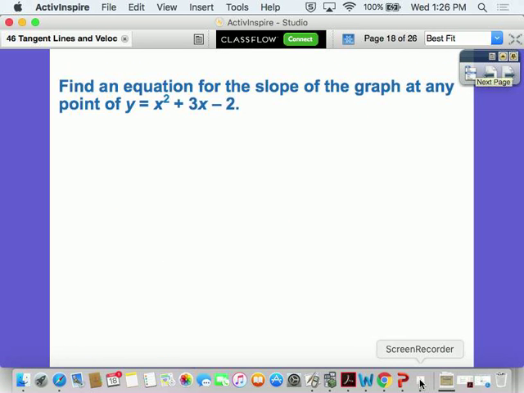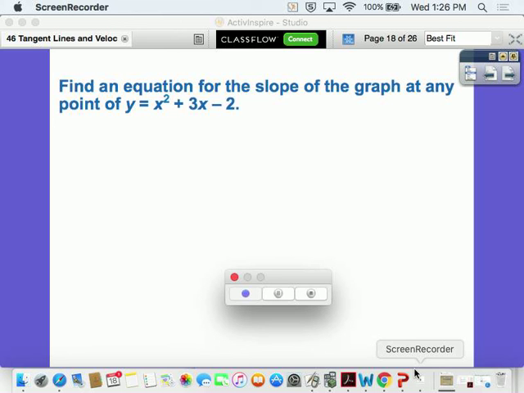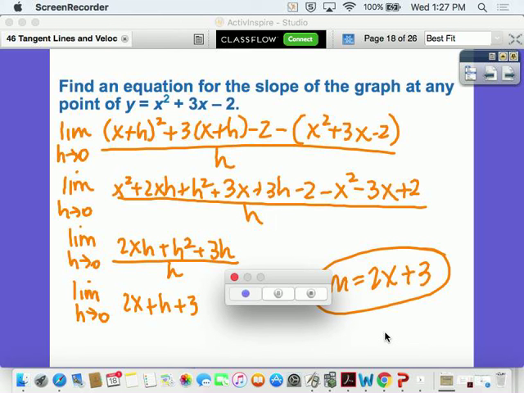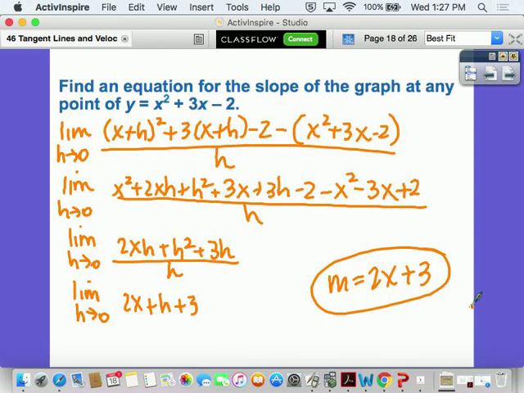Here's the second one. Pause the video. Press play when you're ready to see the answer. Here's the second one. Same process. This time I'm only looking for an equation. And so that's where that 2x plus 3 came from.